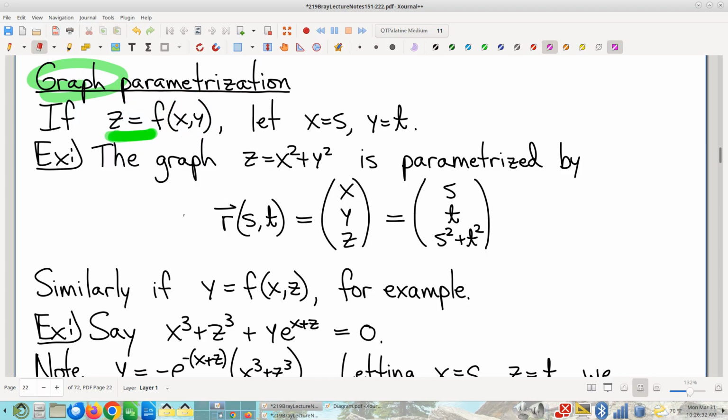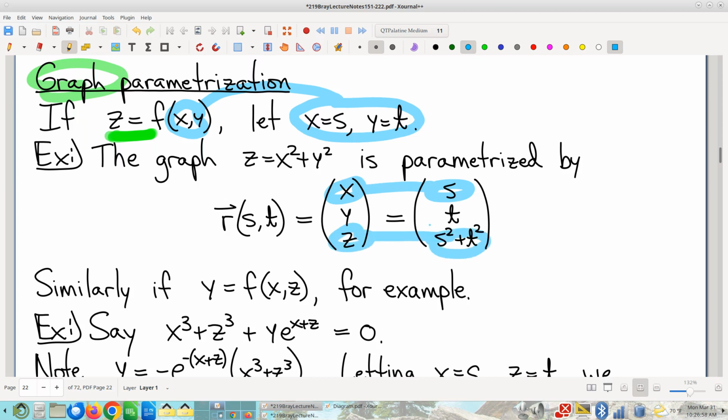It is a graph, and the big trick, the thing that makes it work, my favorite parameterization tool of surfaces is just like it is for curves. Whatever the input variables are, let those be your parameters. Same rule. Whatever are your input variables, make those your parameters. And you'll notice that's the very first thing I write down in the parameterization. Input variables are the parameters.